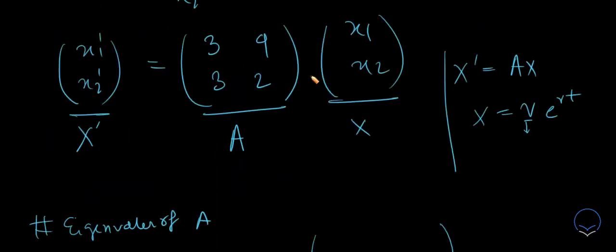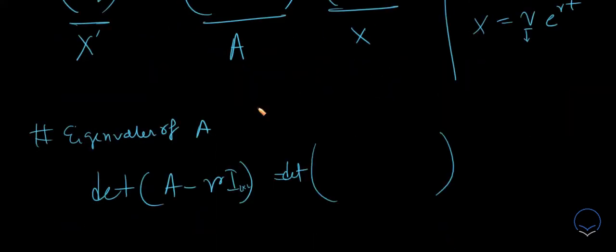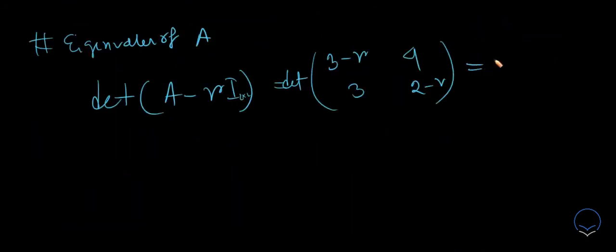Eigenvalues of A. So if you recall, if you have eigenvalues as R, the characteristic equation will come from this, where I is, since this is a 2 cross 2 matrix, a 2 cross 2 identity matrix. So I'm just going to write down directly that it has 3 4 3 2. So from the diagonal elements I have to subtract this R, right? Okay, and we have to make this determinant 0.